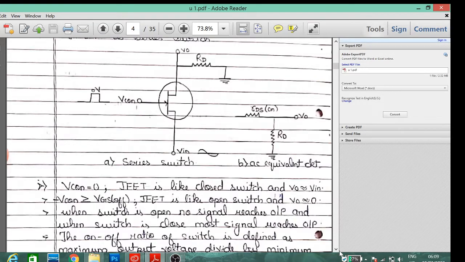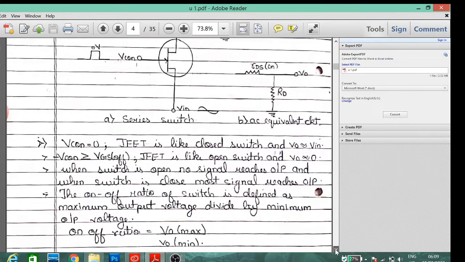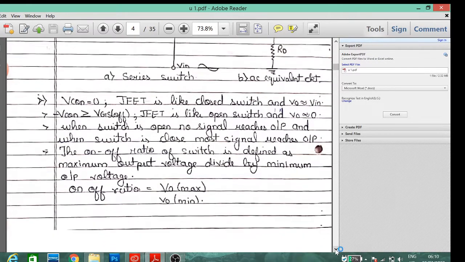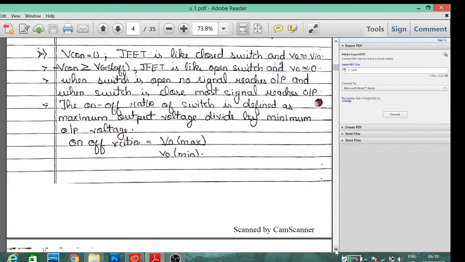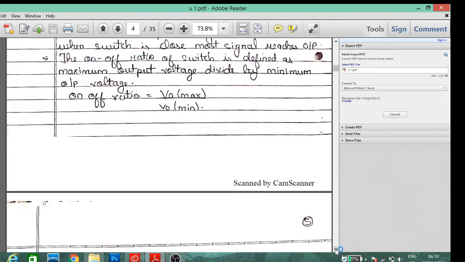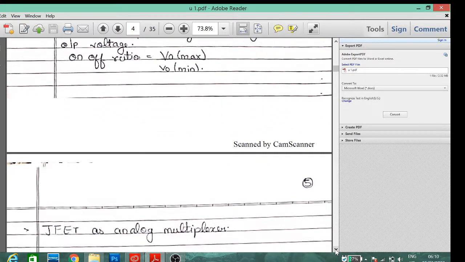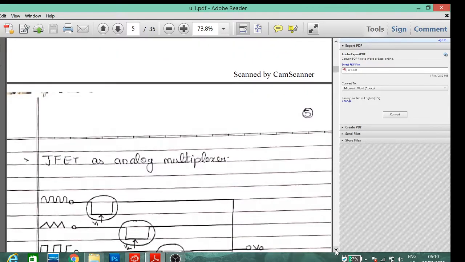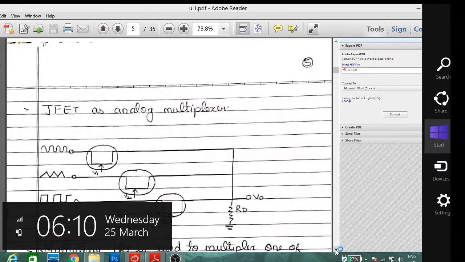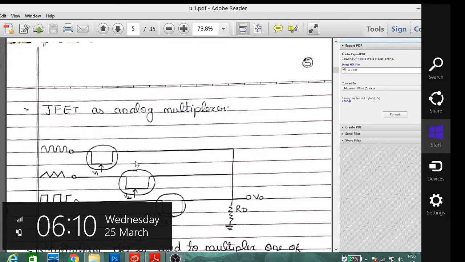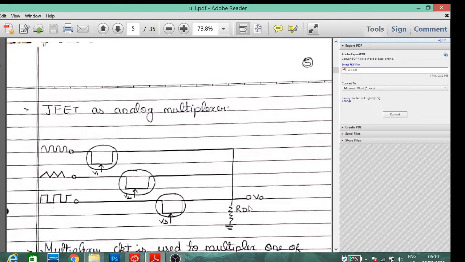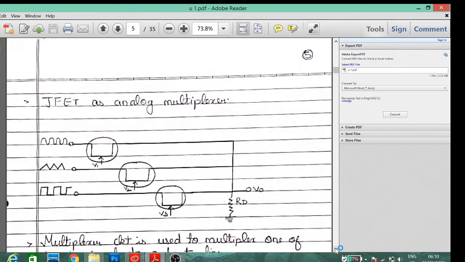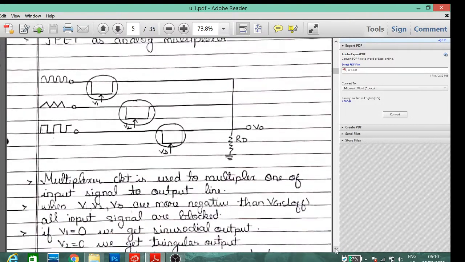The on-off ratio of the switch is defined as the maximum output voltage divided by the minimum output voltage. The JFET is used as an analog multiplexer. You can see in the diagram there are three JFETs attached at the source and given RD. Okay, and three waveforms are given to every JFET. Whichever JFET is on, that waveform will appear at the output.